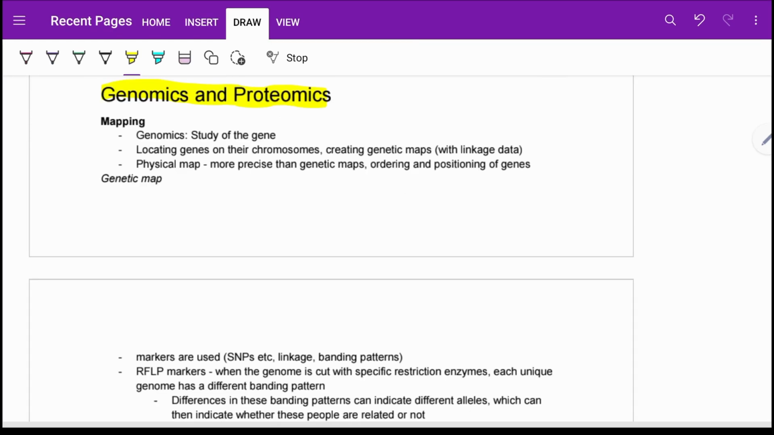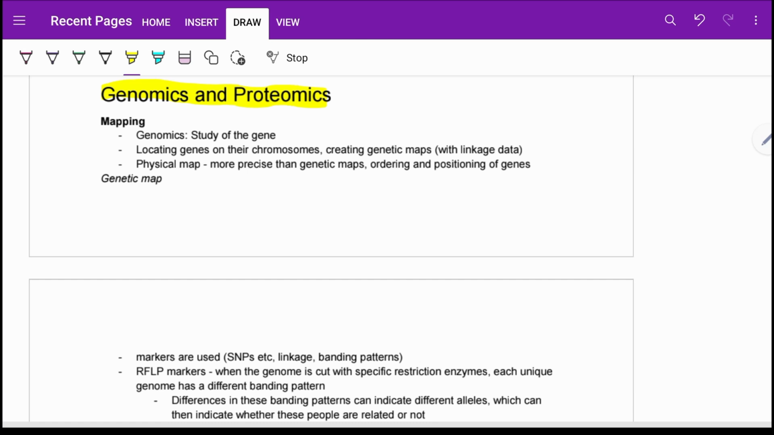Okay, so now we're going to talk about genomics and proteomics, which are just fancy ways of saying a map of all the DNA in an organism and the map of all the proteins created by the DNA in that organism. So we're really going to be talking about mapping. Genomics is the study of a gene, and basically when we map it, we're trying to locate genes on their chromosomes and create genetic maps showing how far apart all of these genes are.